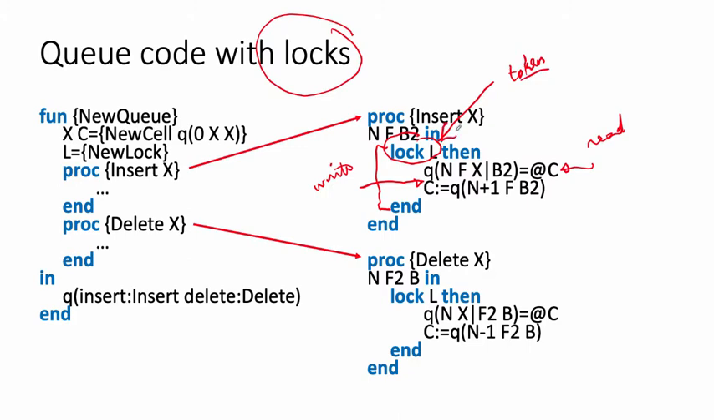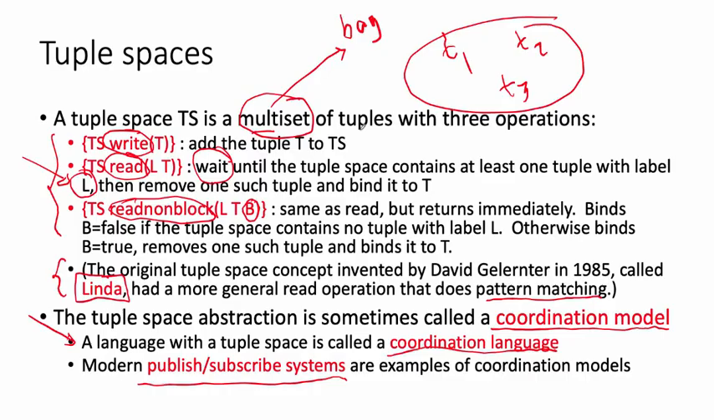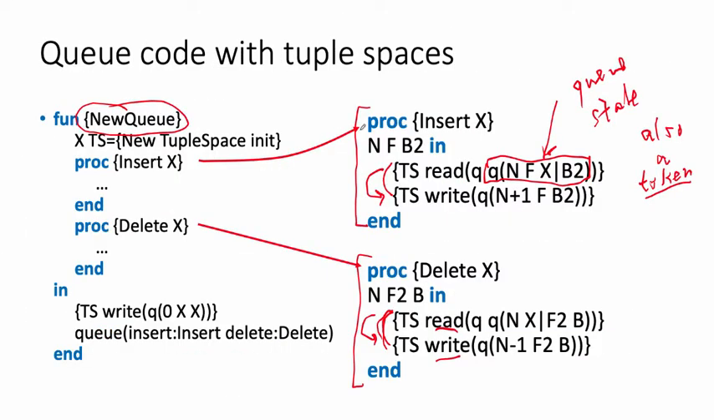So the queue with locks, it's not enough to do read and write. You actually need the locks. Whereas if I go forward again now to the tuple space implementation, you can see that we don't need locks here because the read taking the tuple is already giving exclusive access, because a tuple is a unique entity. If you remove it, it disappears from the tuple space and you are the only one with access to it. So a tuple is already like a token.